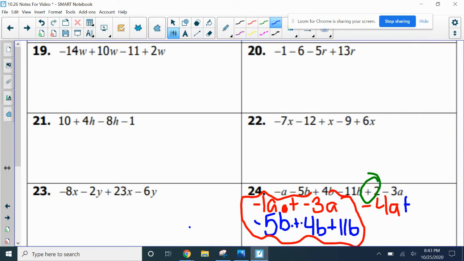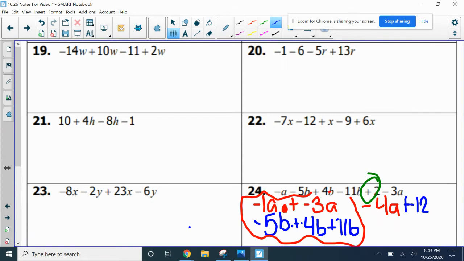Well, positive and negative subtract to keep the bigger sign. So 5 minus 4 is 1. Negative 5 is bigger. So we're going to be left with negative 1. And then negative 1 plus negative 11b, because minus plus a negative, so plus negative b. So our negative 1 and negative 11 give us negative 12b. I'm going to put that up there because that's all one answer. So negative 4a plus negative 12b.